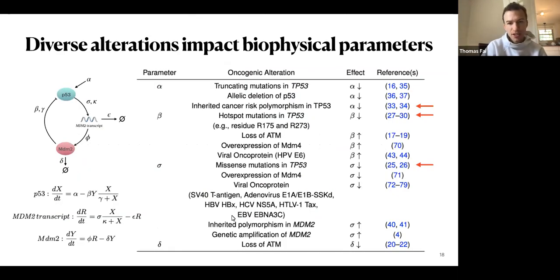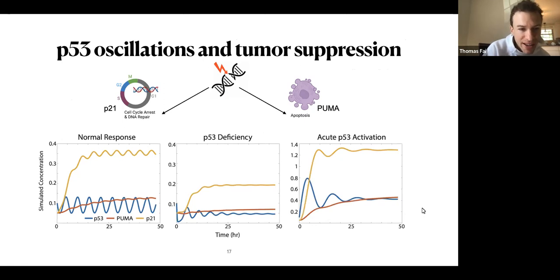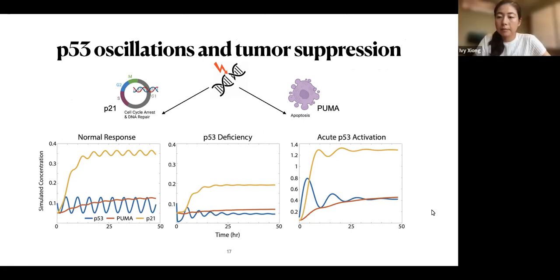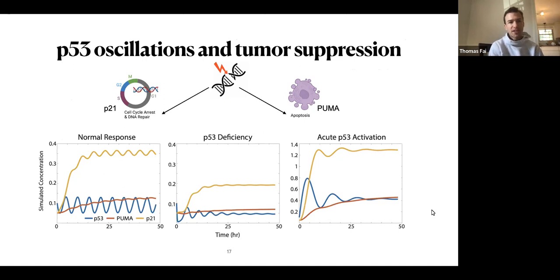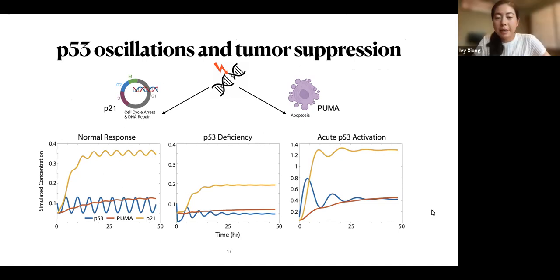Sorry, I just want to ask something I think I missed. I understood the model that you proposed for P53. Here, did you now couple the P53 response to both P21 and PUMA? Was that on the previous slides? I think I just missed this coupling.